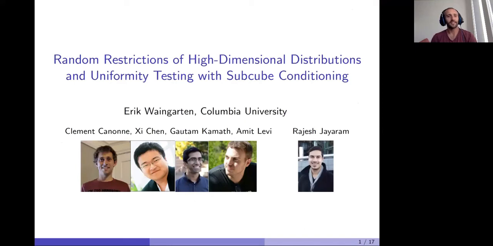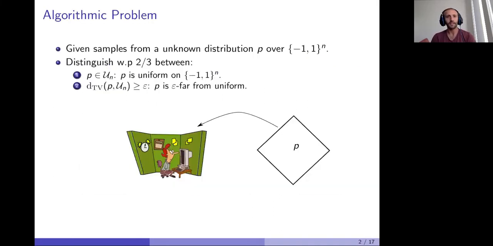I'm very excited to tell you about this work on random restrictions of high-dimensional distributions and uniformity testing with subcube conditioning. This is joint work with Clément Canonne, Shi Chen, Gautam Kamath, and Amit Levi. I'll also be mentioning some results that are joint with Rajesh Jayaram. Okay, so let's get started.